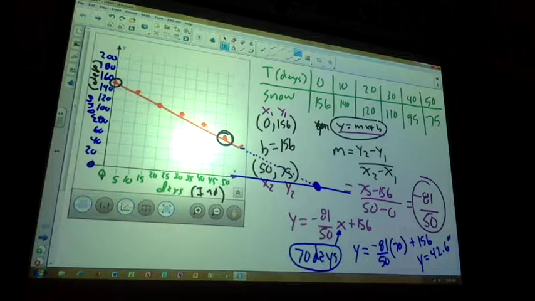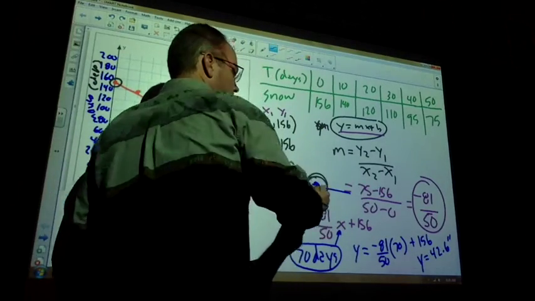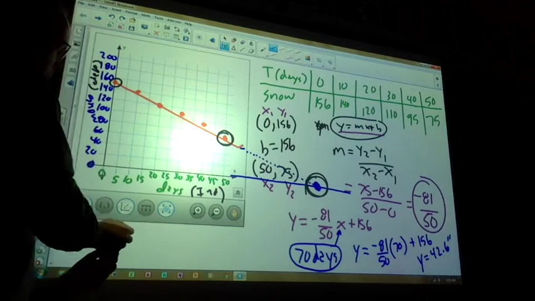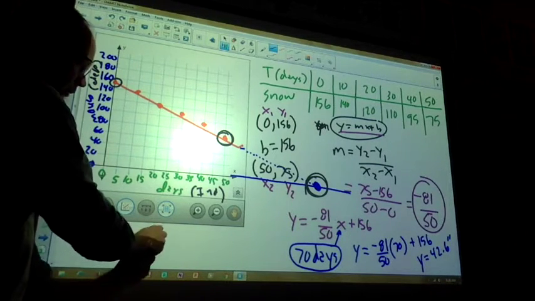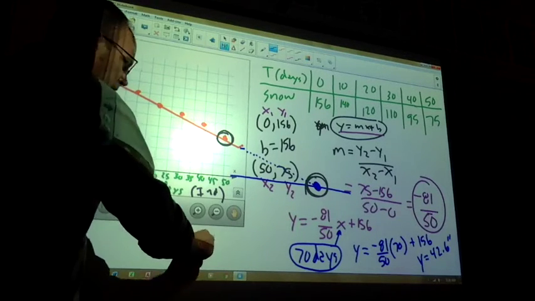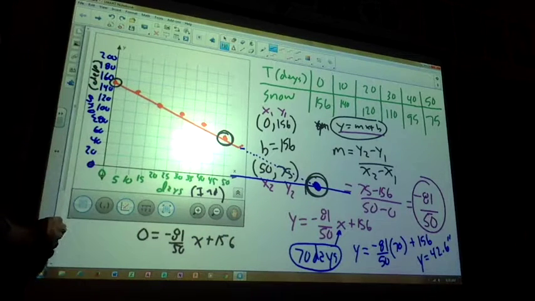Okay. So, how would we find this value here? Using my equation. Plug it in where? For y. Okay? So plug it in for y. So I'm going to get 0 equals negative 81 over 50 x plus 156. So let's solve for x. Subtract 156.